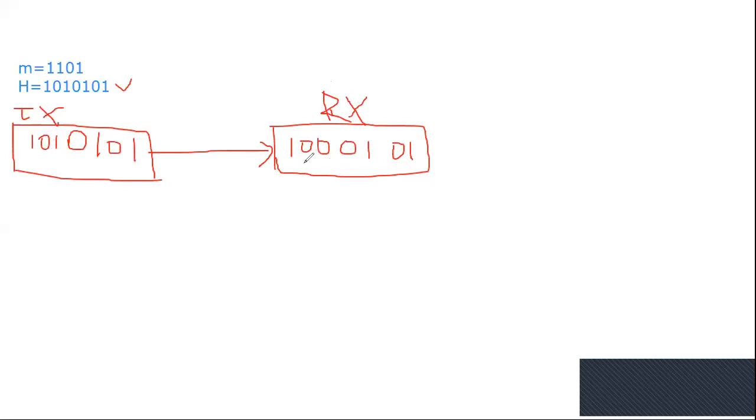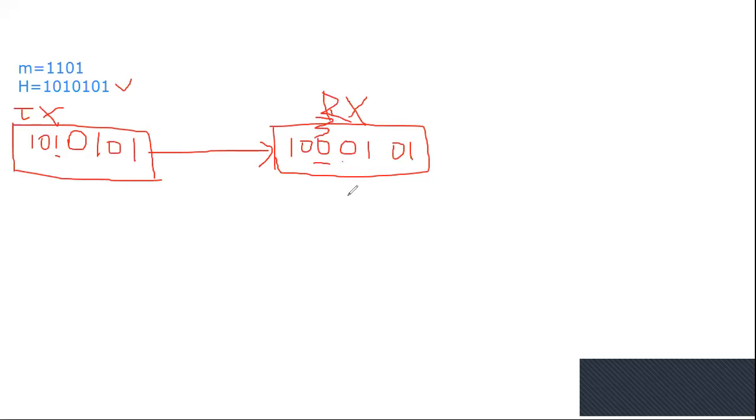The second bit is 0, here also 0, same. The third bit is 1 here, but due to the noise, at the third bit we are getting an error. Next, fourth bit 0 0, fifth bit 1 1, sixth bit 0 0, seventh bit 1 1. So at which bit are we getting the error? At the third bit we are getting the error.